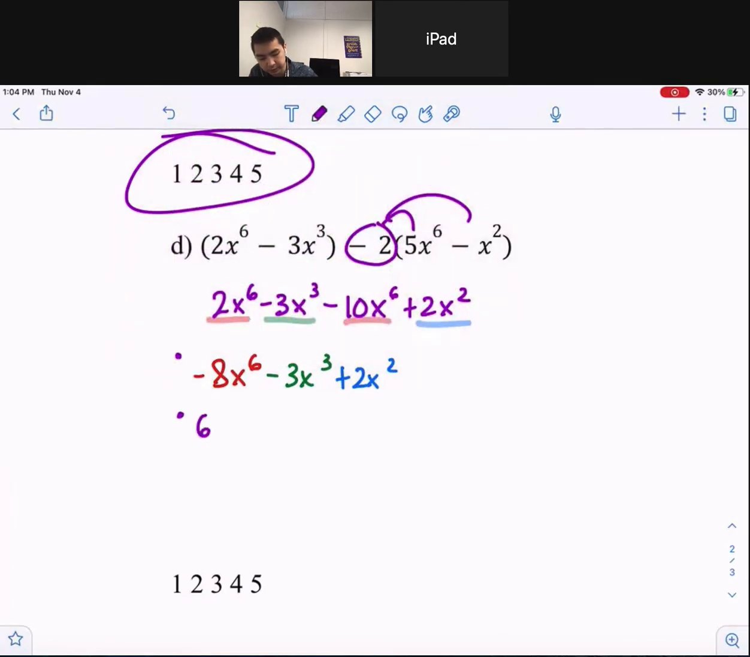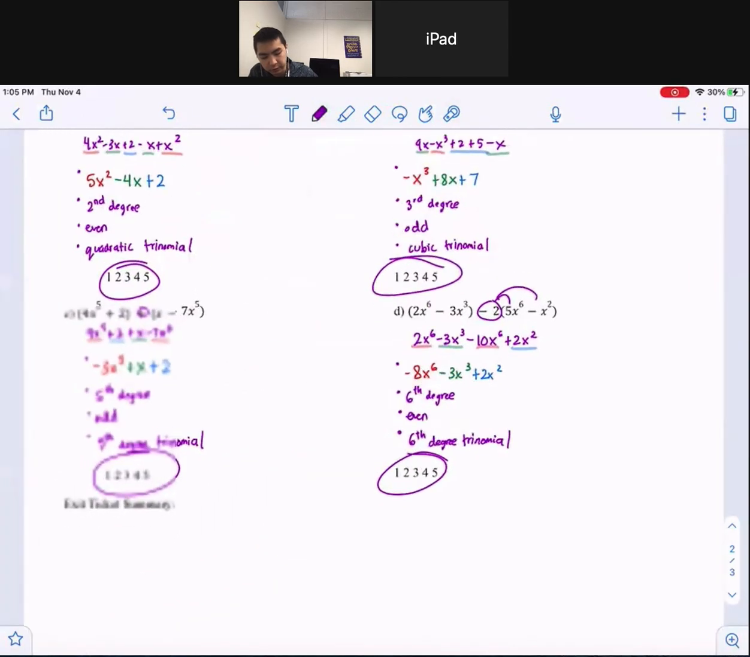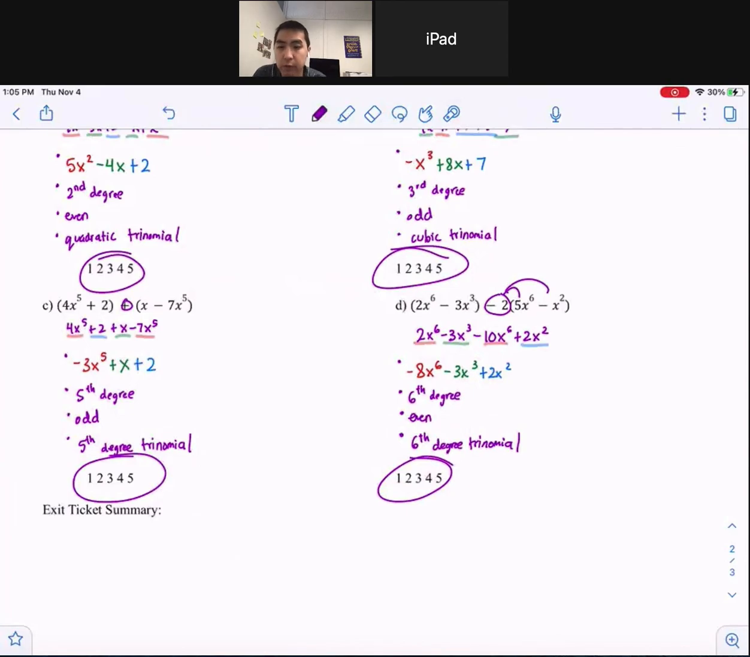Highest degree is the 6th degree. 6th degree, that's an even number. And name, 6th degree, trinomial. Okay? So please remember to scale your things from 1 through 5.